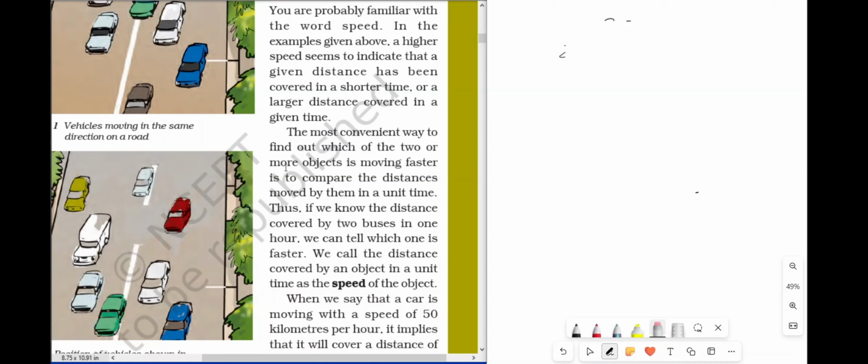The most convenient way to find out which of the two or more objects is moving faster is to compare the distances covered by them in unit time. Thus, if we know the distance covered by the two buses in 1 hour, we can tell which one is faster. We call the distance covered by an object in a unit time as speed of the object.